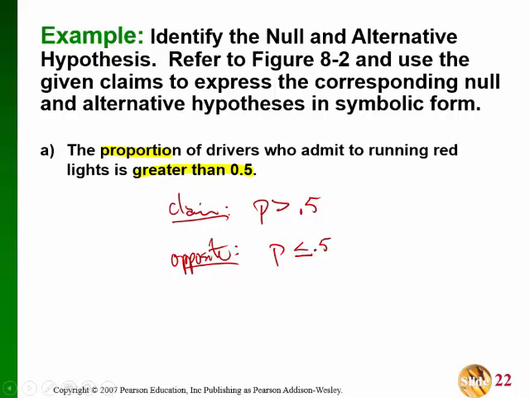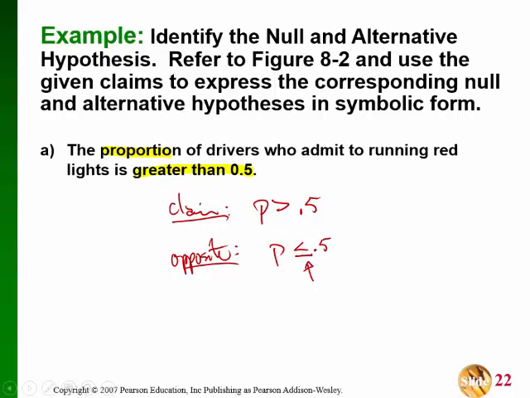It has to be complete, right? Exact opposite. If you say P is greater than, P is less than, then what if it's equal to? That's not being accounted for. So we want to make sure everything is accounted for. So this less than or equal to is an important part of this.